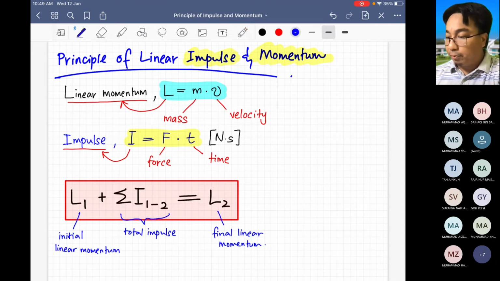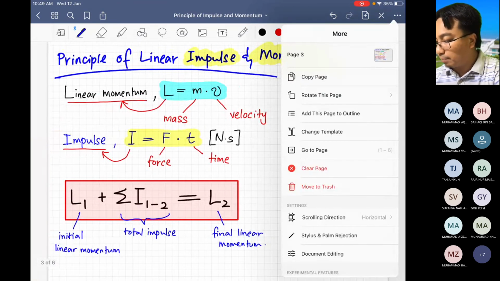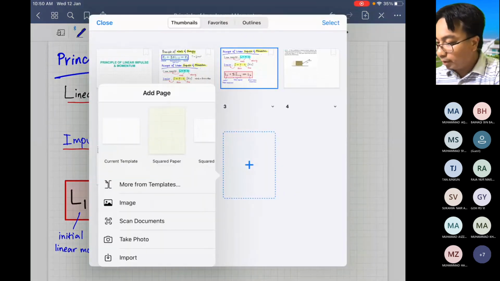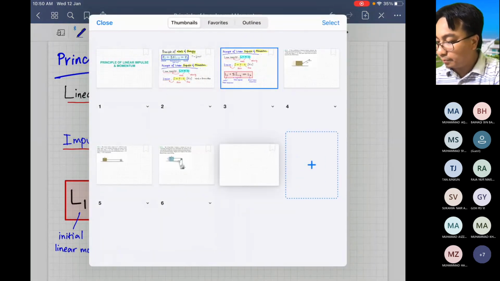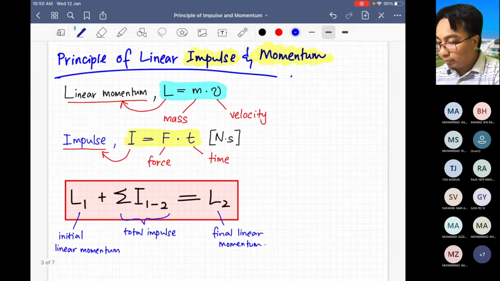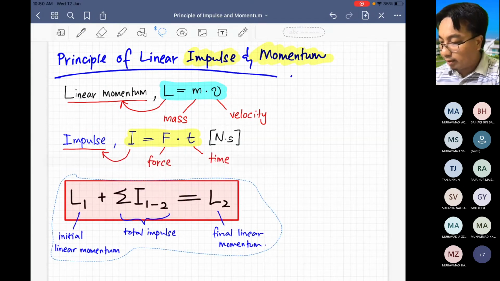Okay. Now, before we go to the question, I have a few example questions. Let me add another page first. Here. Okay. Do you have any question? If not, I will continue.